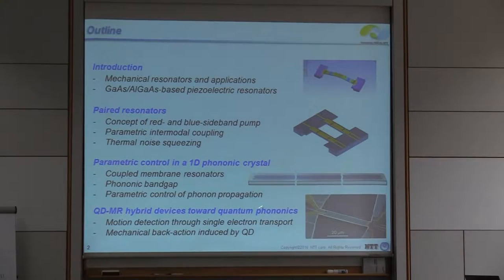And finally, I want to briefly show you that we are now trying to combine this mechanical resonator with a quantum system. So gallium arsenide is, of course, a very nice system for making a quantum dot, a zero-dimensional system. So we try to combine this mechanical system with quantum dots, and first, we try to detect this mechanical motion by using this quantum dot transport.